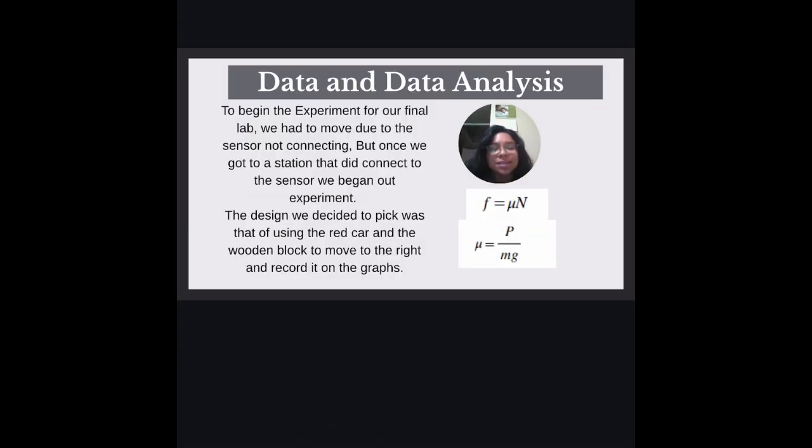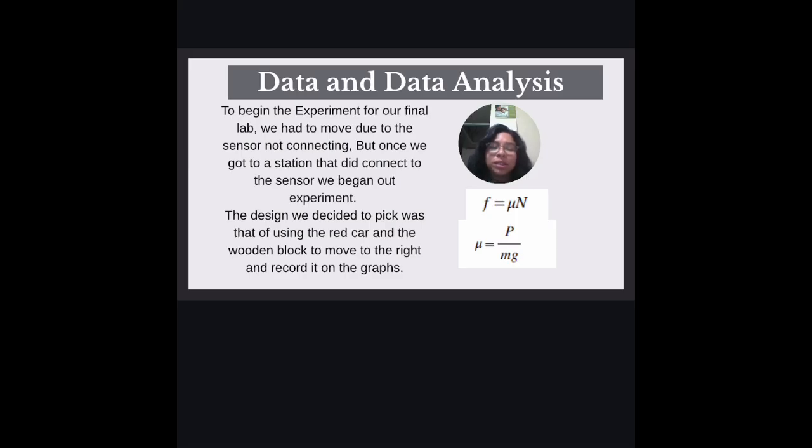So this is data and data analysis for our final lab, Lab 9. To begin the experiment for our final lab, we did have to move twice because the sensors, even though they were turned on and the Bluetooth was on and we had the correct sensor number, weren't connecting. When we finally got to the station with the sensor, it did connect and was up and running, and we were able to set up for our graphs.